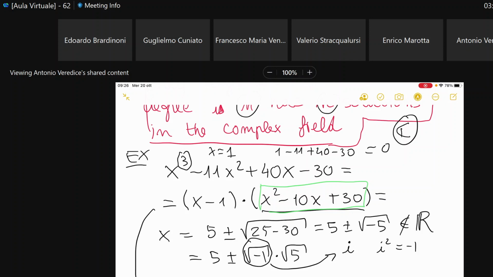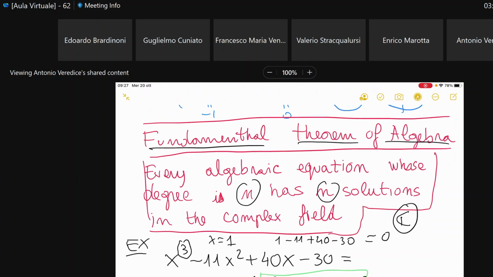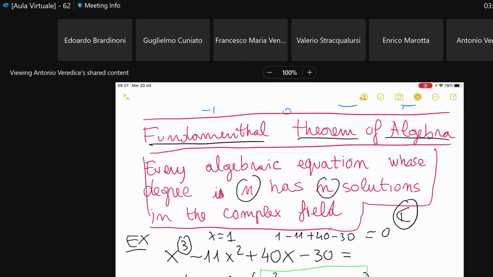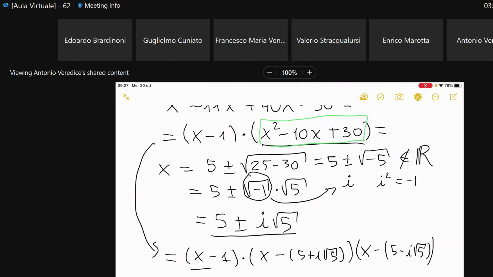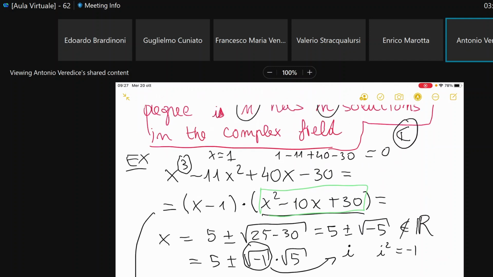Okay, so every nth degree polynomial equation can be factorized in first degree factors in C, because as the fundamental theorem of algebra states, every algebraic equation whose degree is n has n solutions in the complex field. Of course, the solutions can also have multiplicity 1, 2, 3, okay? So you can factorize any nth degree equation in the same way I showed you, okay?